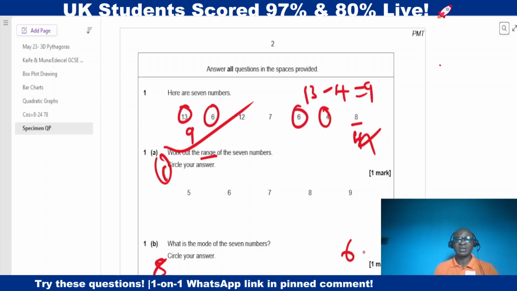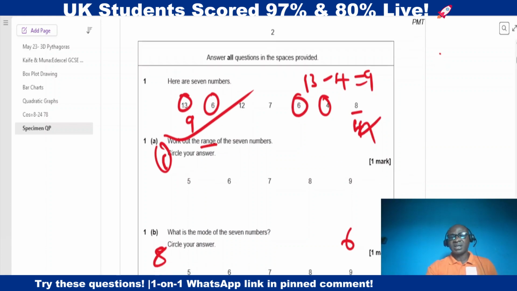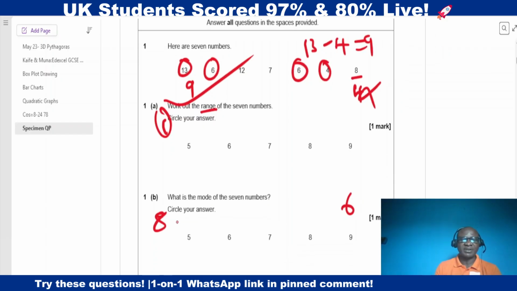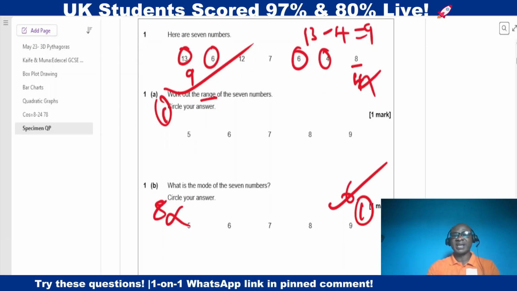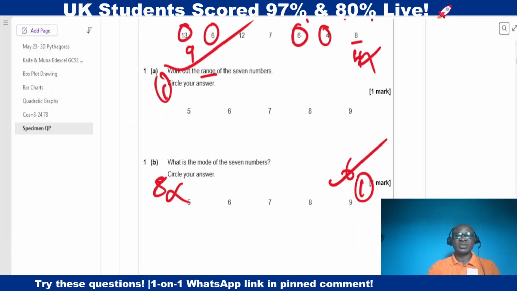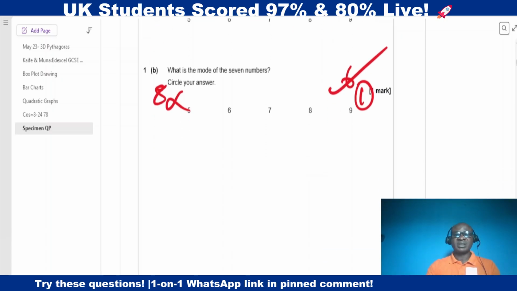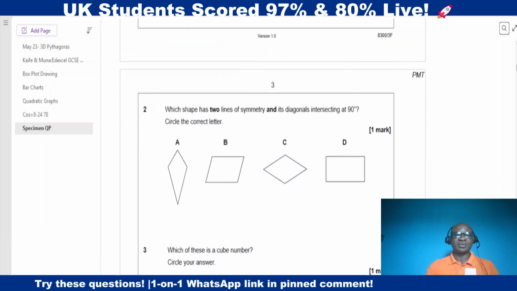Mona is correct. So 6 appeared 2 times, but 8 appeared once. So Mona, you mark it correct with 1 mark, and Kaife, you mark it bad. Kaife, did you understand my explanation? Yeah. Mode is the number that appeared more than others, the most frequent number. So 6 appeared 2 times, but 8 appeared once like others. So that is why 6 is the correct answer. All right, let's go to question number 2.